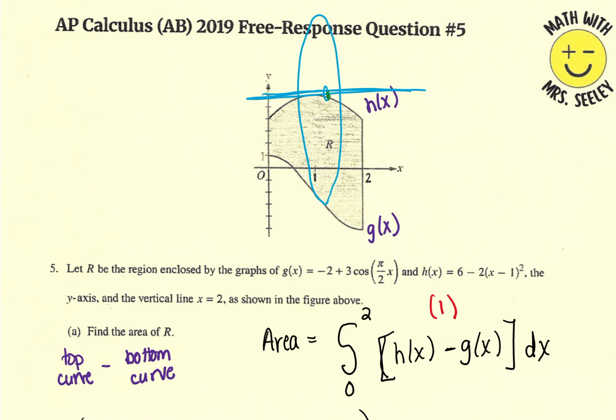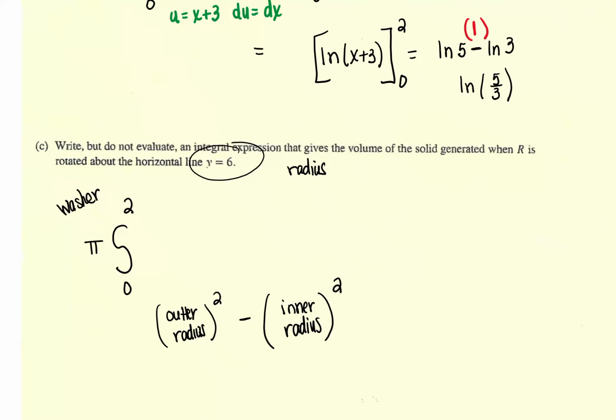This distance right here between the curve and the line. So your radius, when you're going about some type of a line, you can either say line minus curve or curve minus line. It's completely up to you which one you do. So I'm just going to do maybe the line minus the curve. So the line is 6 minus the curve.